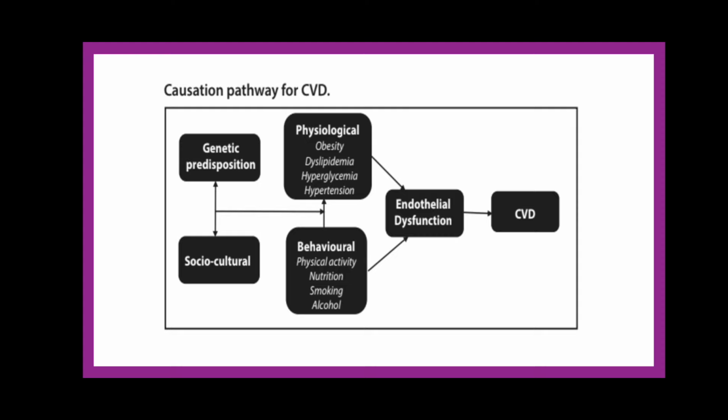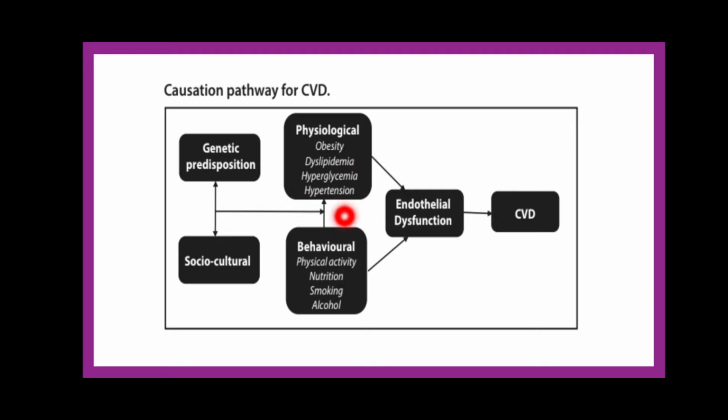Before going to the risk factors of heart diseases, we will first study the causation pathway of cardiovascular disease. That means a general scheme for the development of cardiovascular disease. There can be two things: genetic predisposition and socio-cultural factors. The genetic factors we cannot control, and the socio-cultural factors we can control. For example, the physiological factors like obesity, dyslipidemia, hyperglycemia, hypertension.